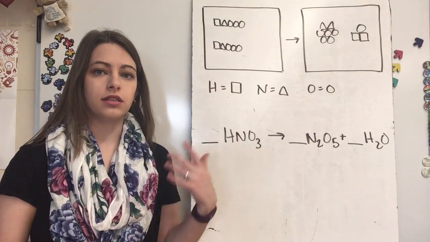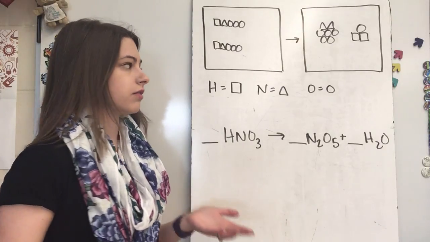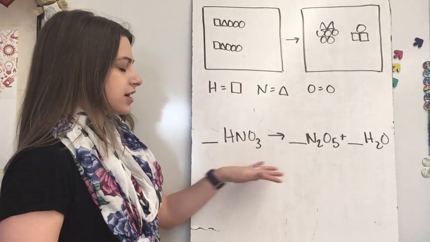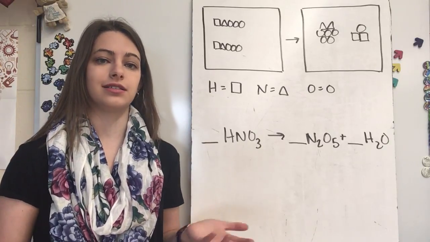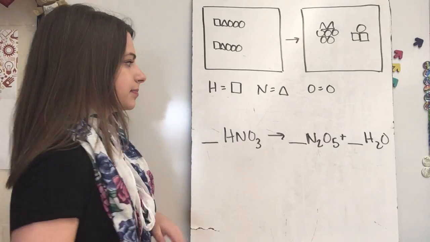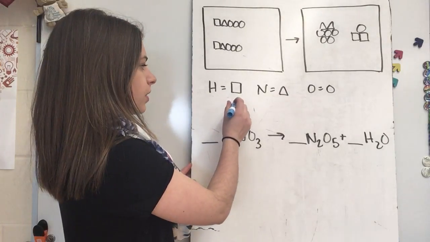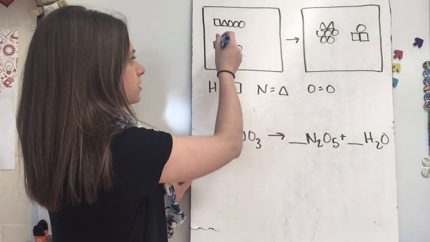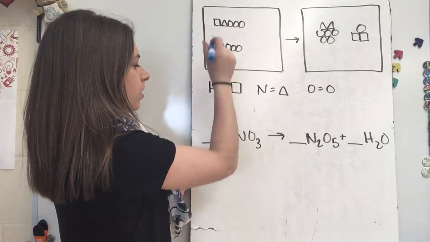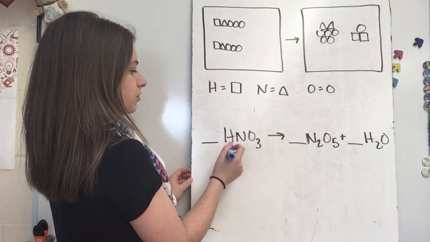So in this one, the particle diagram is already drawn for you. And then the reaction down here has blanks. It does not have any coefficients. So we're going to balance this based off of our particle diagram. Our H's are squares, nitrogens are triangles, O's are circles. So this looks like we only have one type of compound, which matches down here.